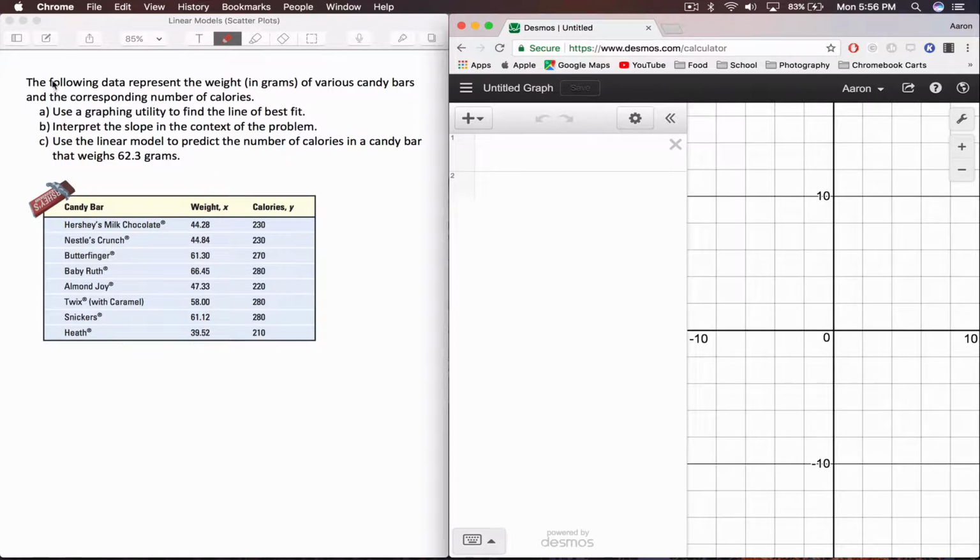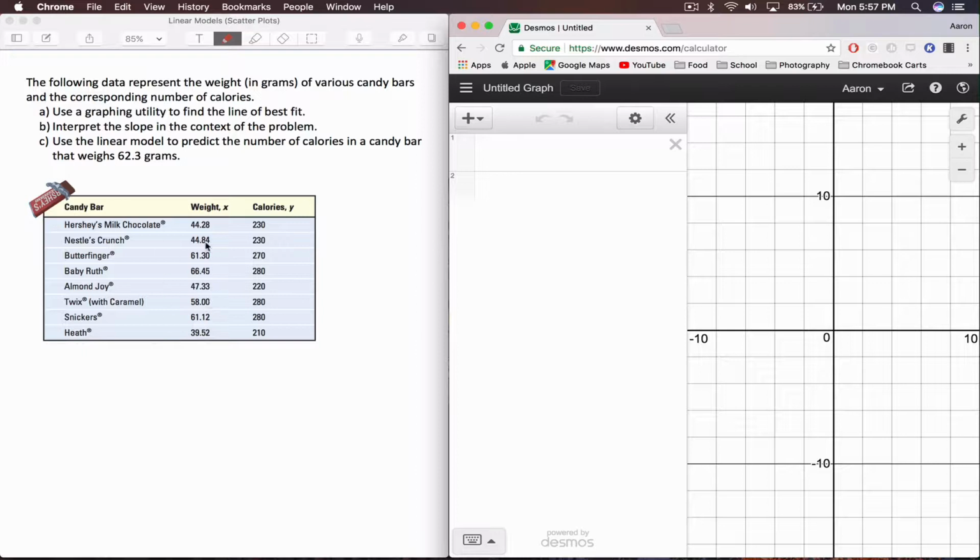In this next example, we're going to take a look at the weight of specific candy bars and how it relates to the calories in those candy bars. We're going to plot all that data in Desmos, and we're going to find the equation for our line of best fit. Then we're going to take a look at our results and see what the slope means in terms of the context of the problem. And then we're going to use our line of best fit, the equation that we found, to help us find the number of calories for a candy bar that weighs 62.3 grams.